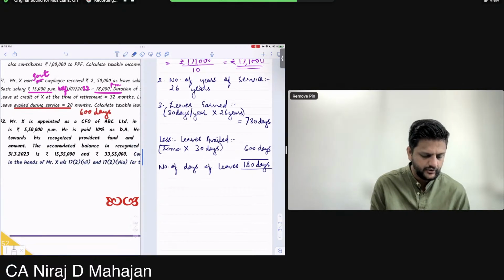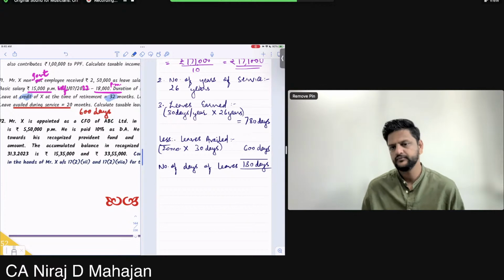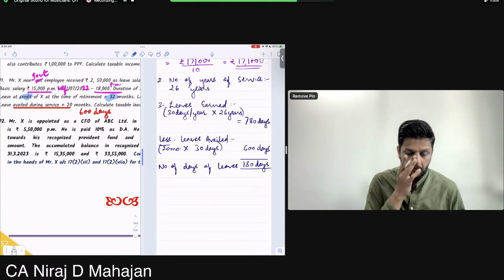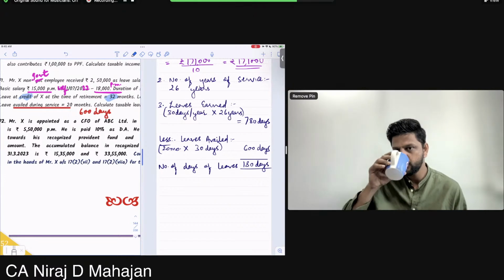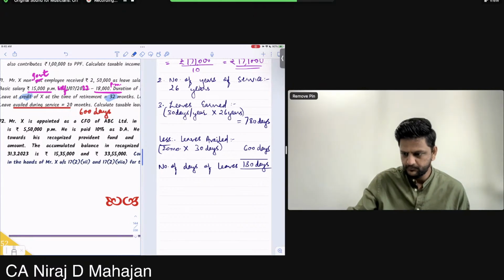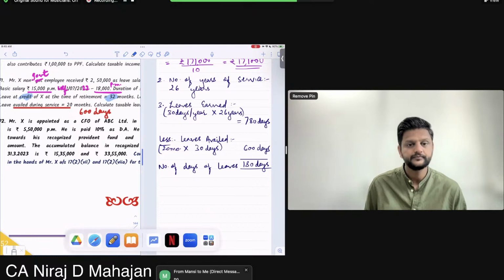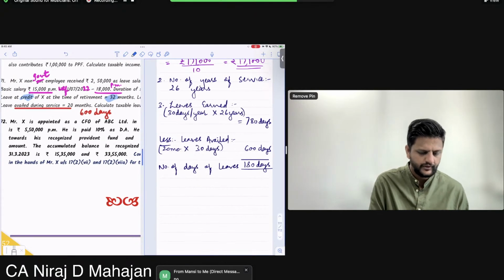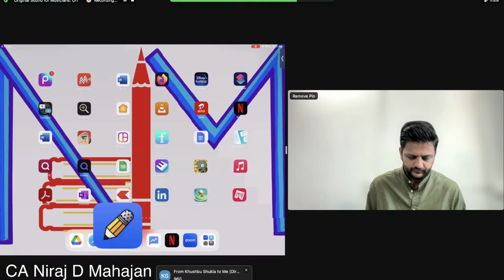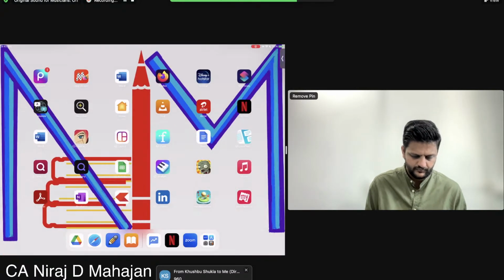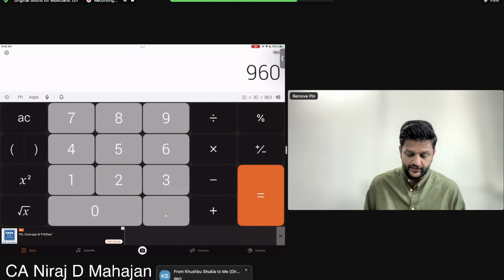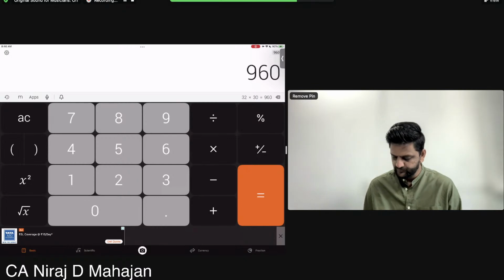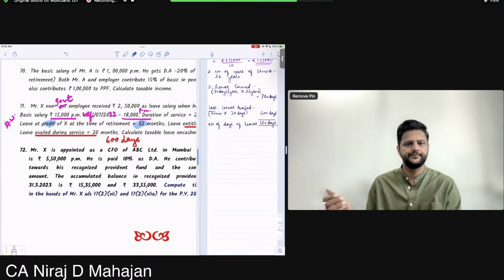Now they are also giving you something: leave at the credit of X at the time of retirement, 32 months. Check, but you do 32 into 30. Does it come to 180 days? No. So as per their calculation, it is 960 they are saying. Will you take that much? No. We'll take only 180 days. Clear till here, all of you?